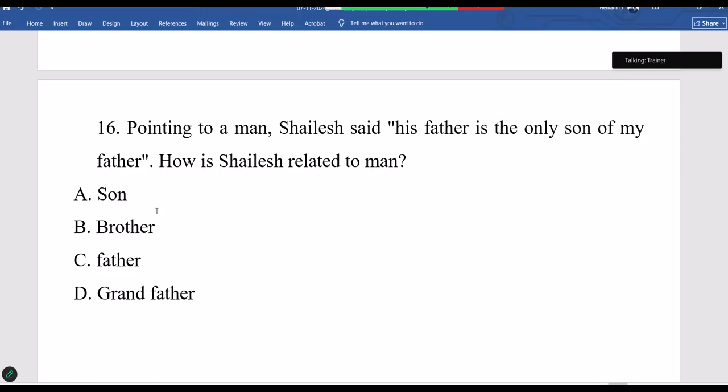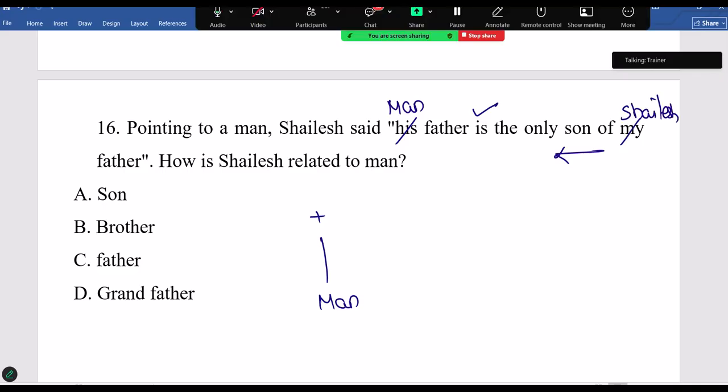His father. Here "is" means man. Man's father is... So after "is" we have to read from back to front. Only son of Sailesh's father. My means here Sailesh. Sailesh's father, only son.